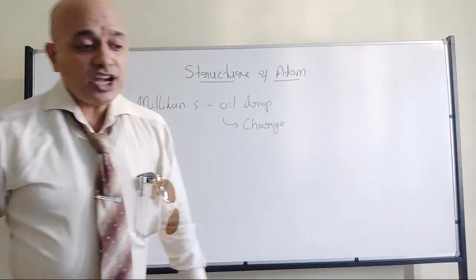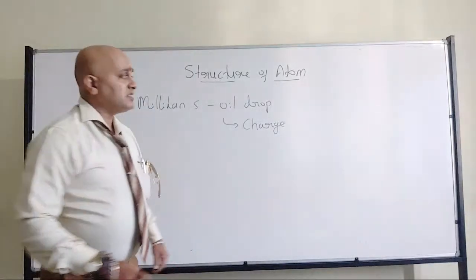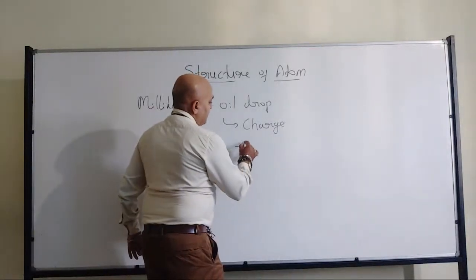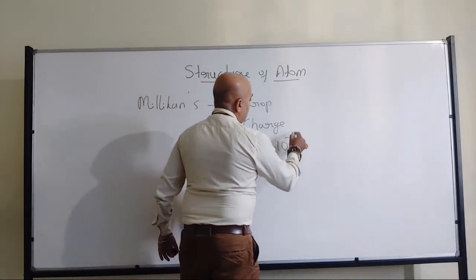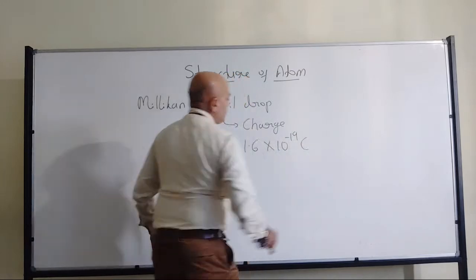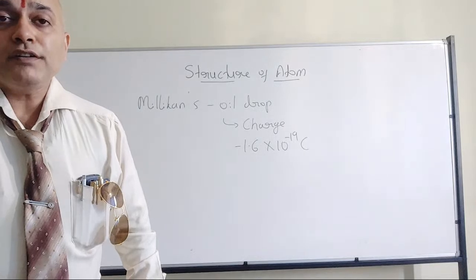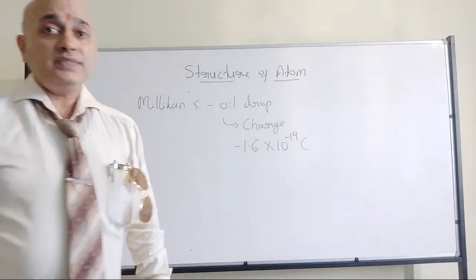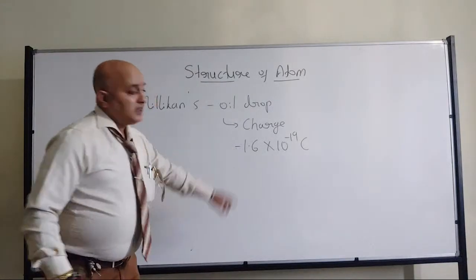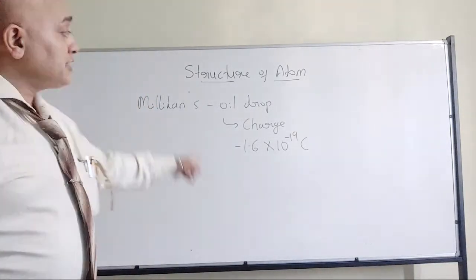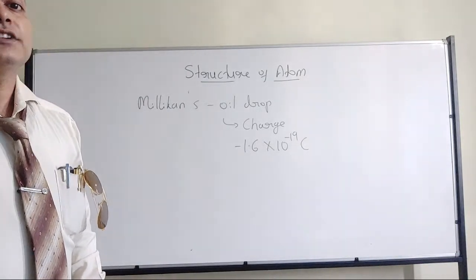Now, what is that charge? The charge is negative. It is negatively charged. Right? So somewhere around minus 1.6 into 10 to the power of minus 19 coulomb. That is the charge on the electron. But the negative sign should be there. It's a very small value. Negative sign should be there. Okay? So that is the charge on the electron.